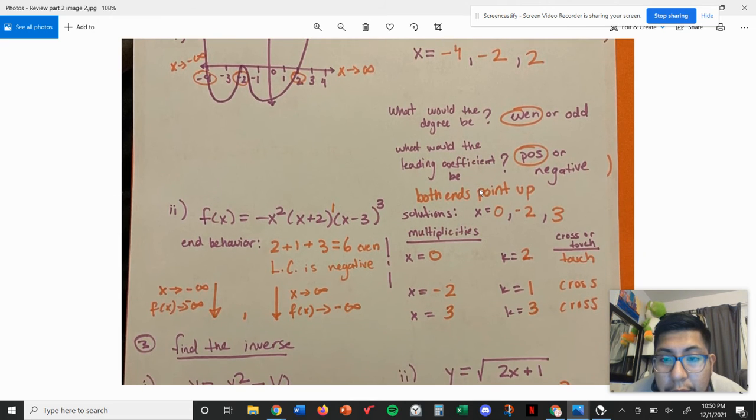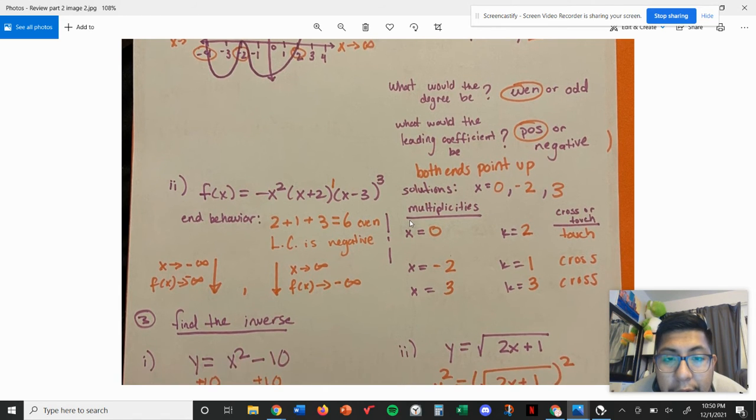It was just a factored form. Your solution should have been 0, negative 2, and positive 3. End behavior, add up all the exponents. 2 plus 1 plus 3 is 6. That's even. Leading coefficient is negative. So even negative, that's going to point down, down.